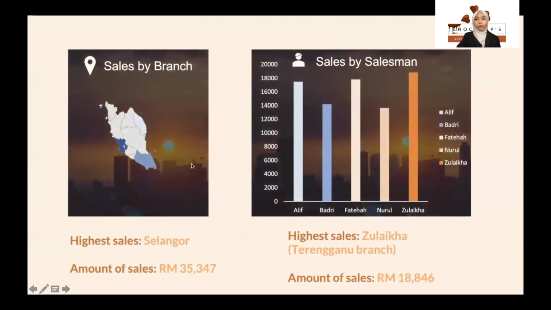Next, we are going to look at the sales by branch. Selangor has the highest sales, which amounted to RM35,347. And this is sales by salesman, shown in the bar graph, and Zulaika achieved the highest sales. Zulaika is the salesman in our Terengganu branch. And the amount of sales that she achieved is 18,846.